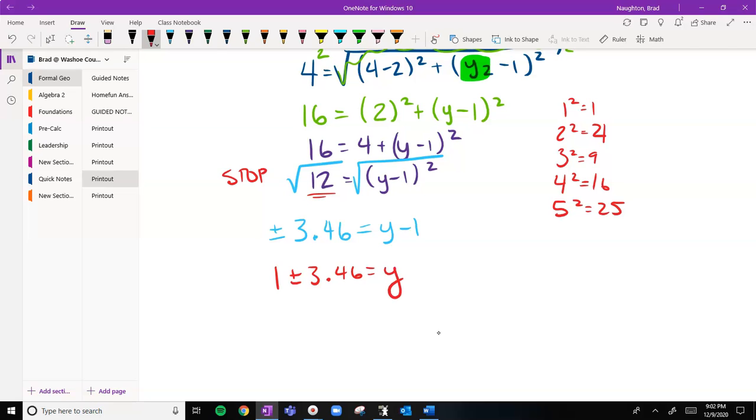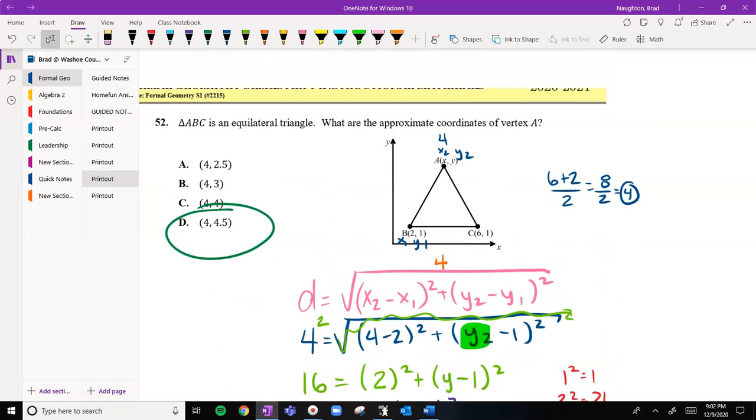And so if I do the minus, I'm going to get a negative answer, and we can't have a negative because clearly it's a positive. So then we would say, alrighty, what is 1 plus 3.46? 4.46, which is y. That is our answer. Boom, there you go. So ladies and gentlemen, that is how we do this.